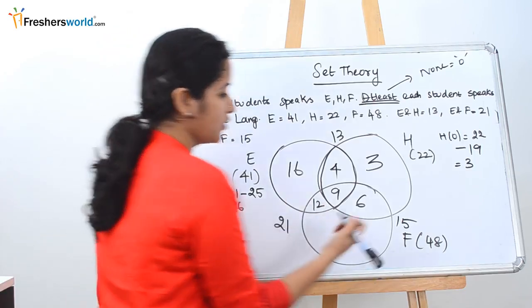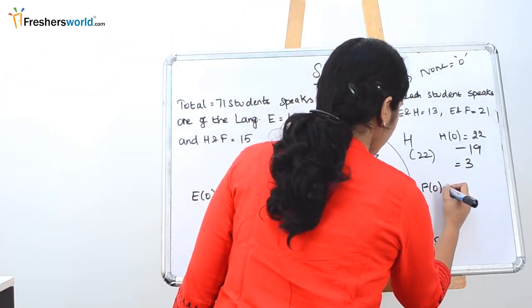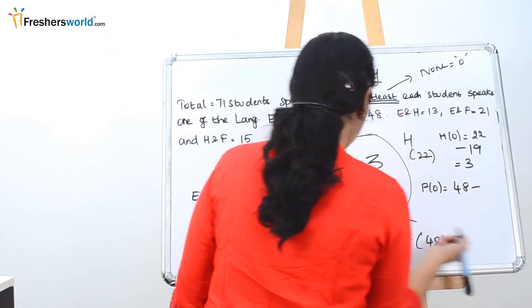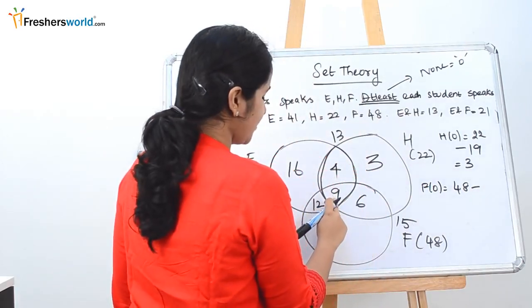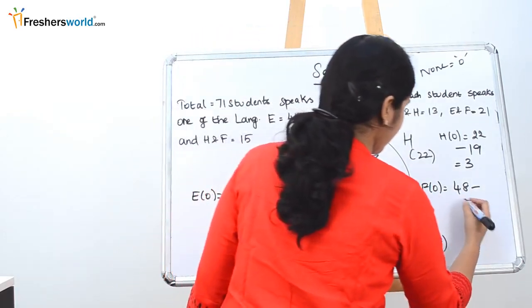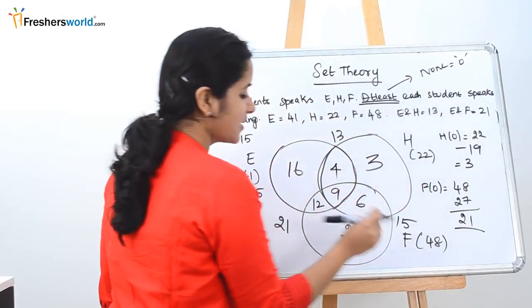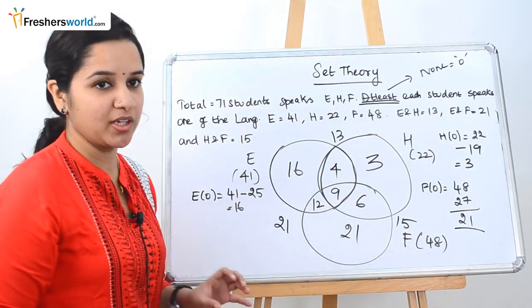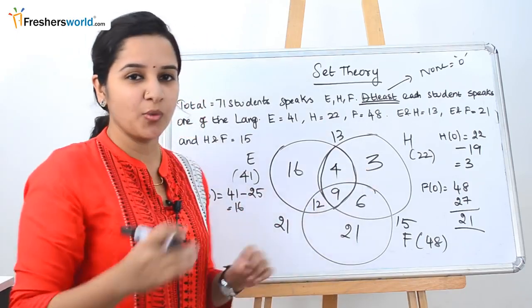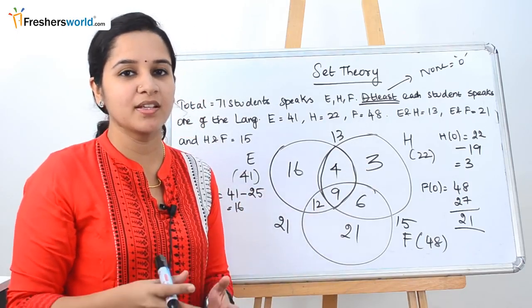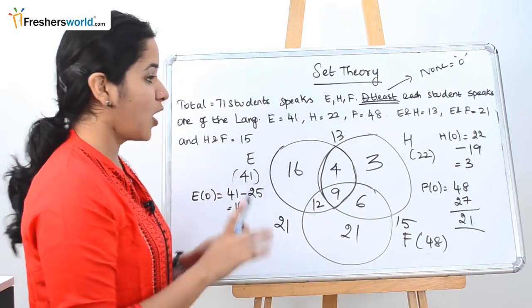Now you have to find French only. So French only is nothing but 48 minus 12 plus 9 is 21, 21 plus 6 is 27. So 48 minus 27 is nothing but 21. So 21 is the number of people who speak French only. After solving all this, whatever the question that they have given, you will be able to solve it very easily. So how did we do it?